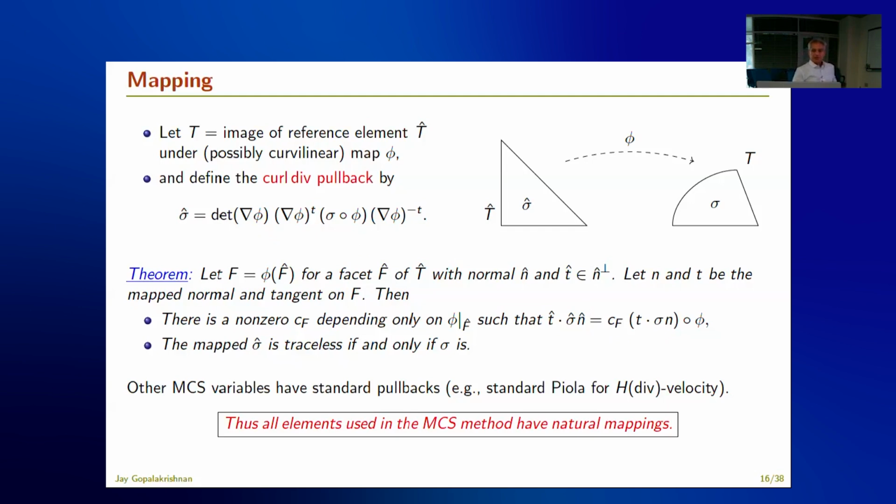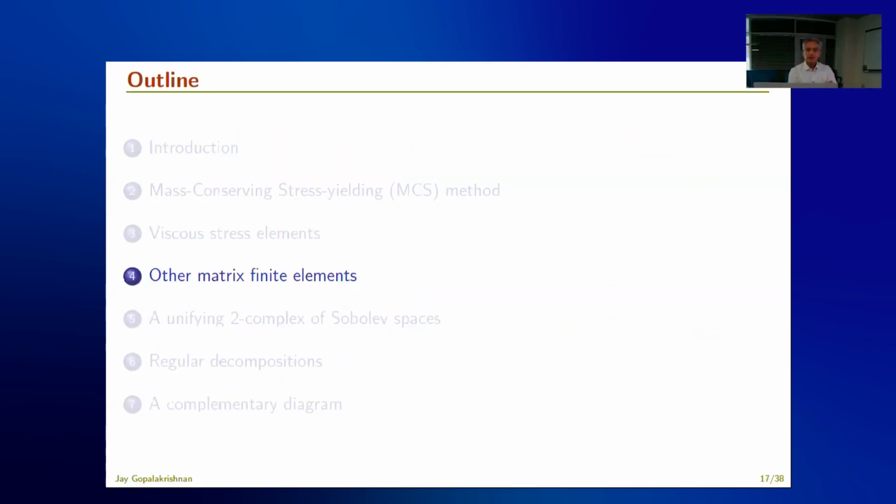So this means that the MCS method, all the variables in the MCS method, including the velocity variable, which can be handled by the standard Piola map for H(div) velocity, the velocity, the pressure, the vorticity, which is like a Lagrange space, pressure, which is like a Lagrange space. All of them come with natural mappings. So curvilinear elements are easily implemented. Okay, so this, I gave you in detail one example of a matrix finite element.